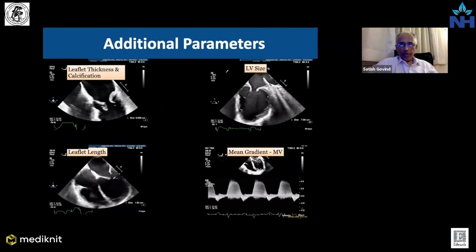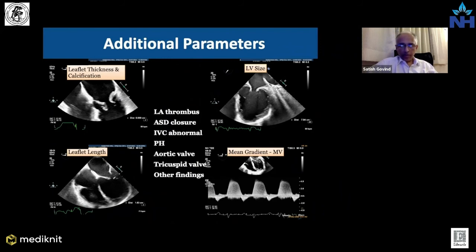Then additional parameters, one can look at leaflet thickness and calcifications, zoom view for here. And then the LV size, again, this is just one view. You can look at it also in the transgastric view. And then the leaflet length is there. And then the mean gradient also to be obtained at this point.